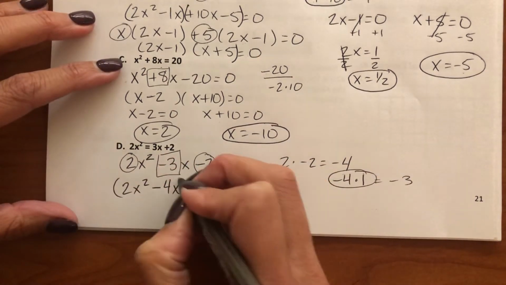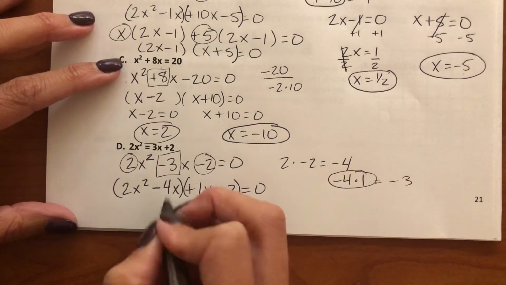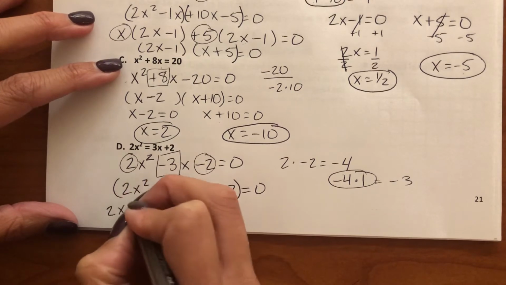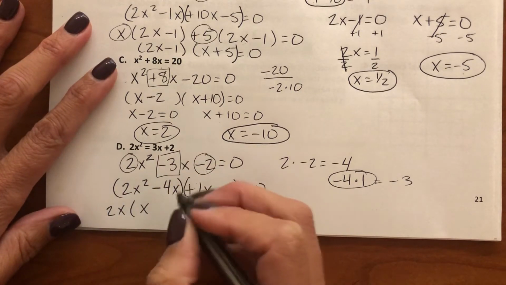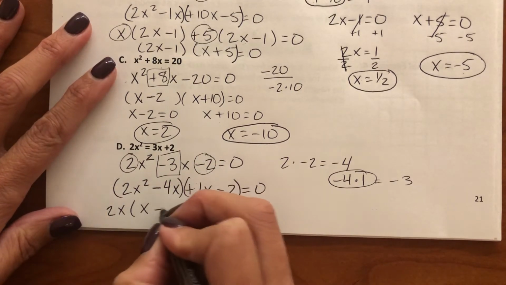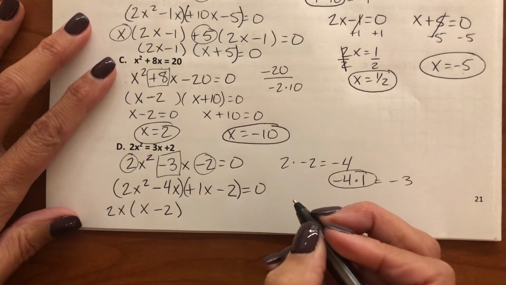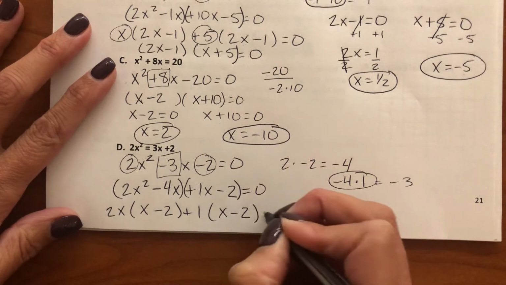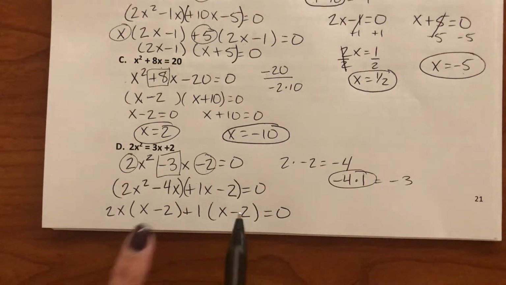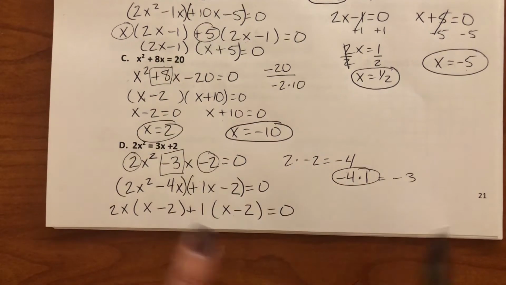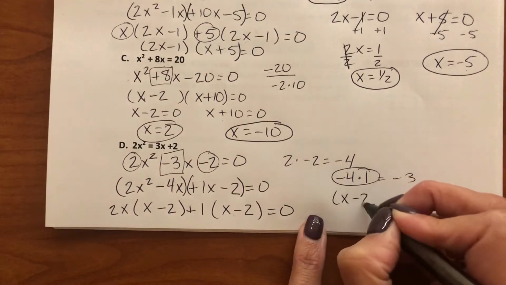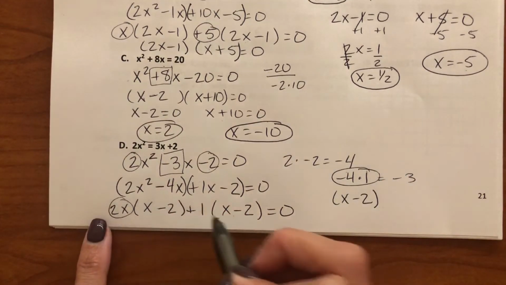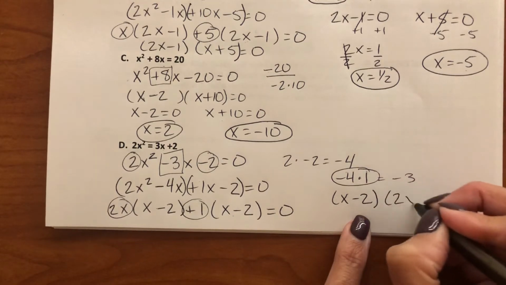Okay, then we're ready to group them. Take out a 2x here. Just a 1 here. Okay, these are common, so we did it right. On the right track there. Then you have 2x plus 1 for your other factor.